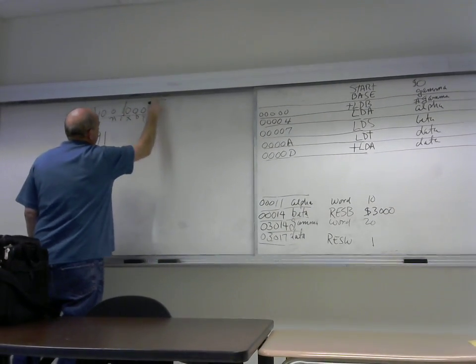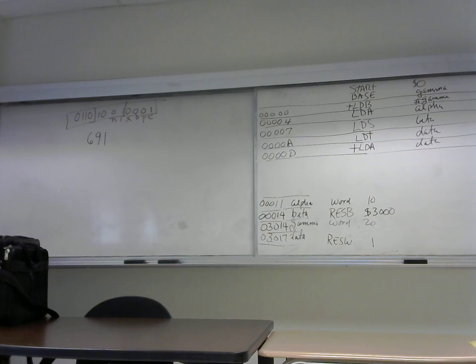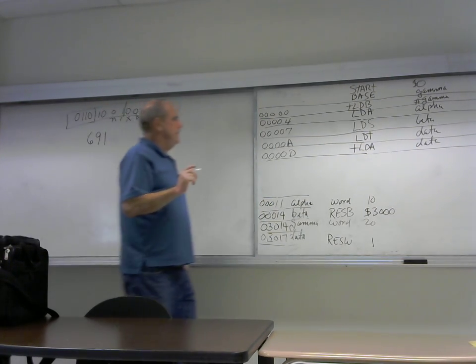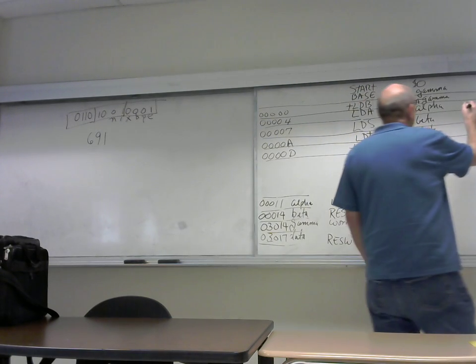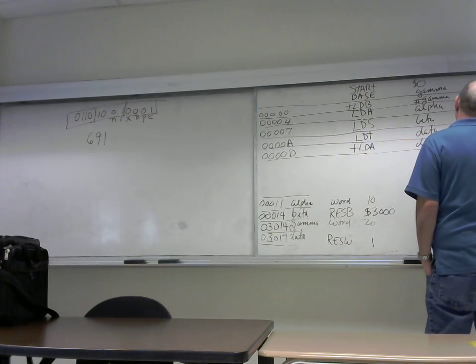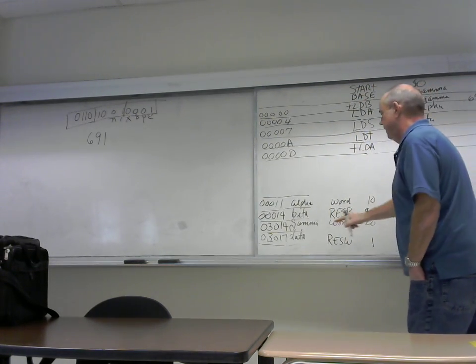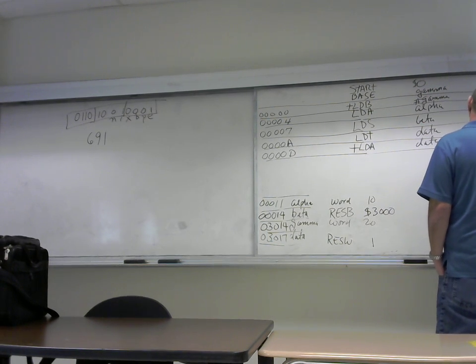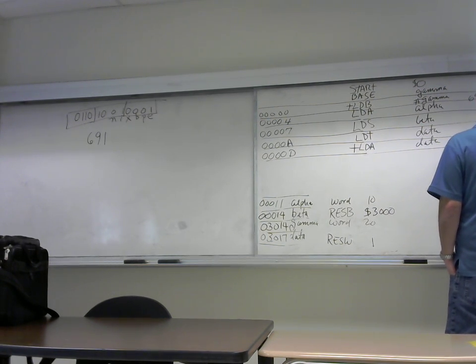6, 9, 1. And now what? The address of gamma. 6910, 30, 14.